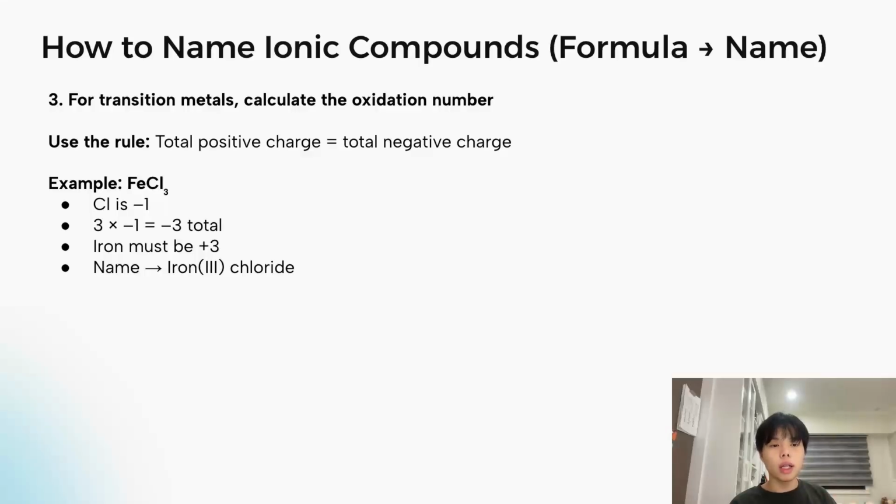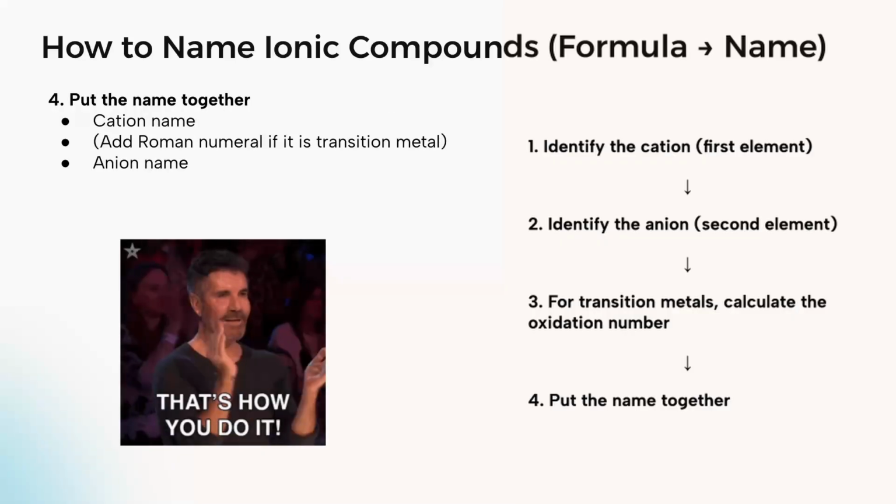What is its charge? Plus 3. So iron 3 chloride. We put the name together: cation first, add a numeral if it is a transition metal, then the anion. To review the steps, we first identify the cation, second identify the anion, third, if the cation is a transition metal, calculate the oxidation number, and fourth, put the name together.